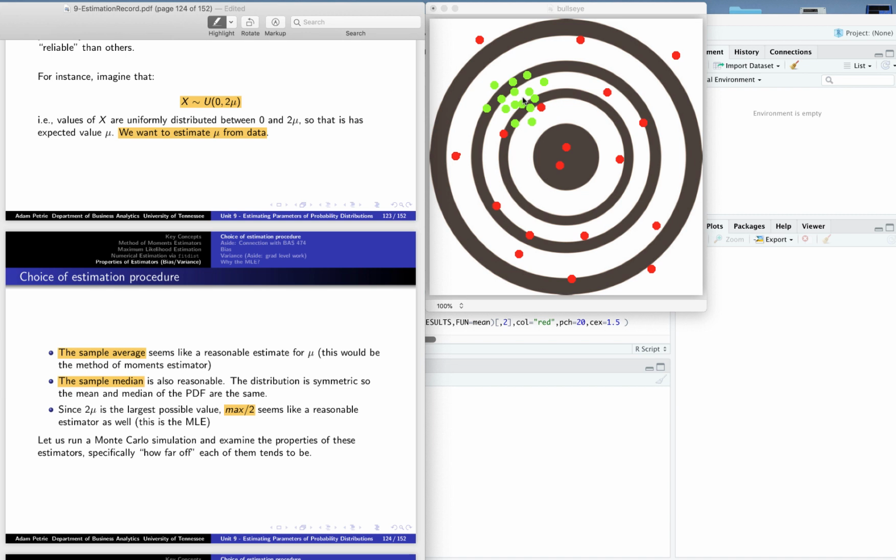So let's take a look. Let's actually run a Monte Carlo simulation. Let's generate a whole bunch of random samples from a uniform distribution and audition each of these 3 different estimators. And we'll see how close each of these gets to the truth.